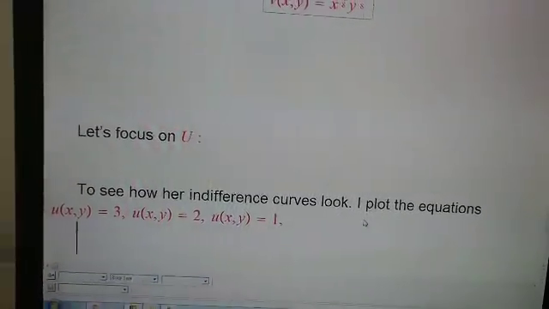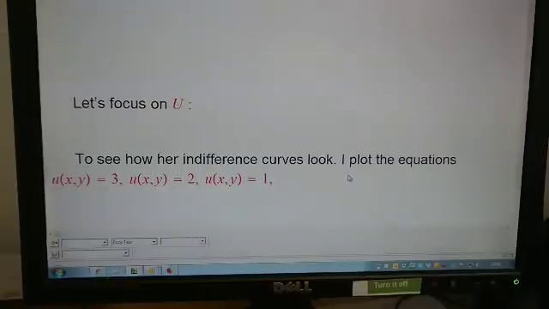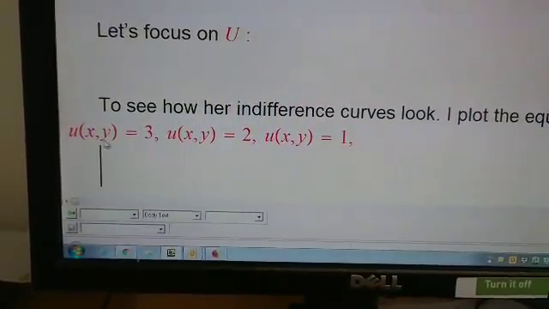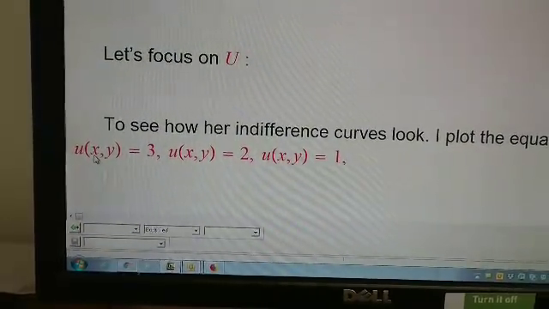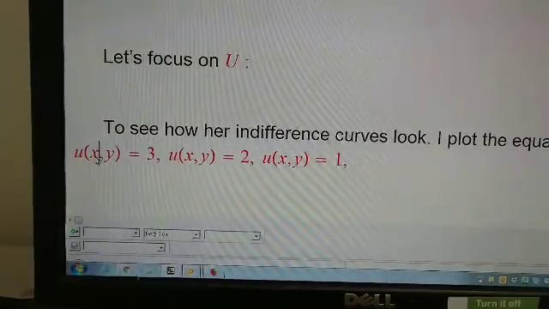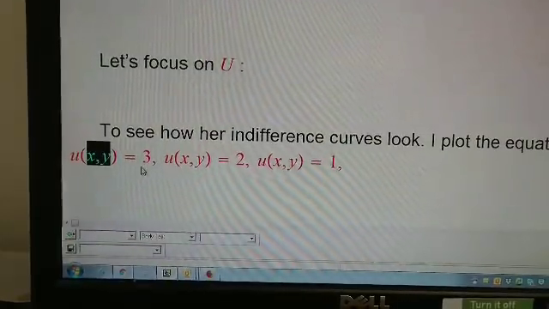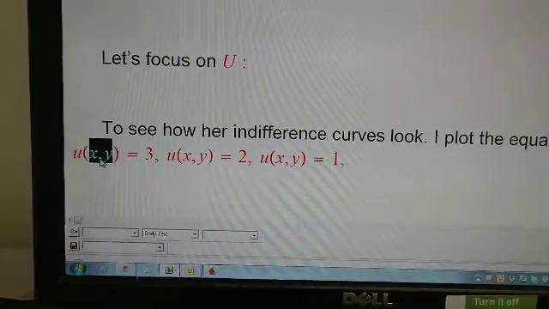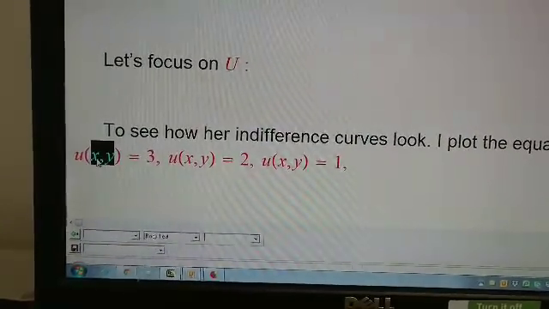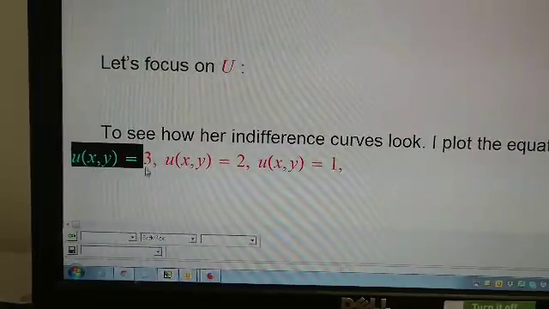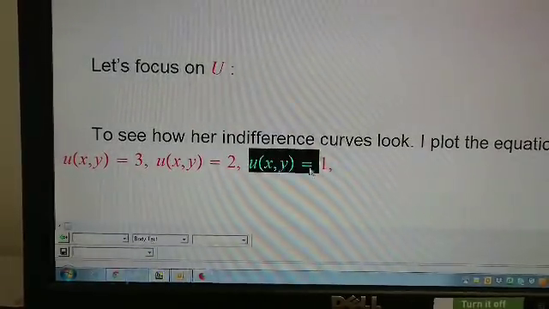Let's first focus on person U. First, let's think about their indifference curves. Remember, indifference curves are lines of consumption bundles (X, Y) that give the same utility. They can get the same utility when they consume different levels of X and Y. If you connect all the points (X, Y) that give the same utility, in this case 3, you get the indifference curve for a utility of 3. We can do the same for a utility of 2, and for 1.